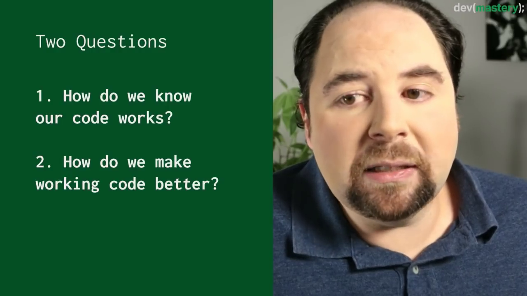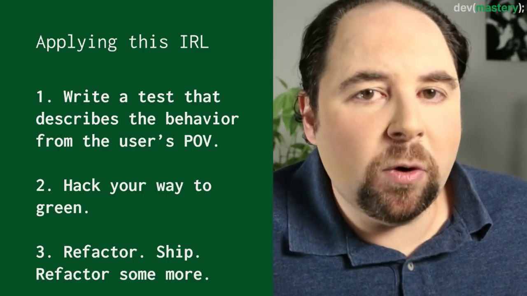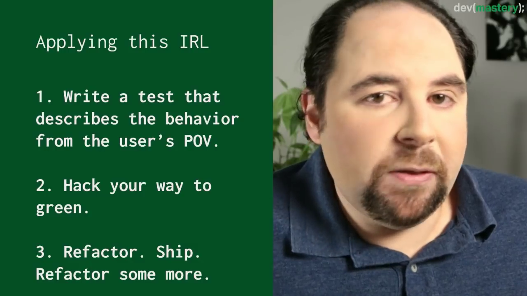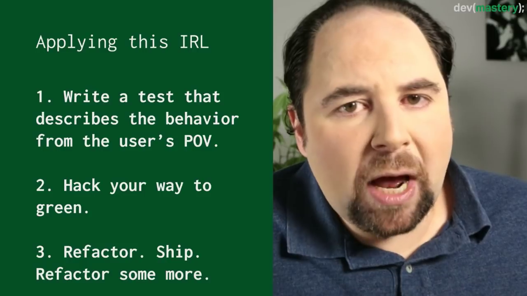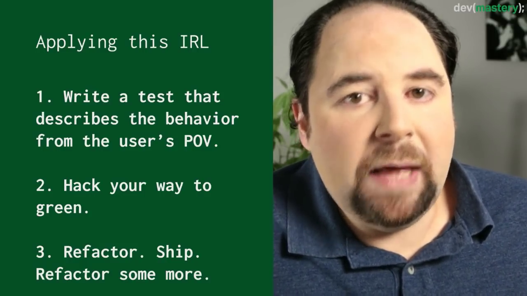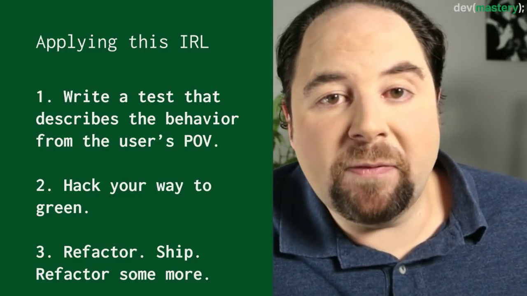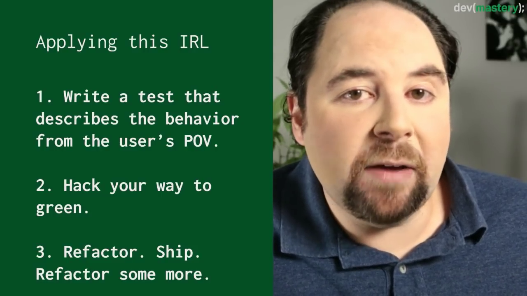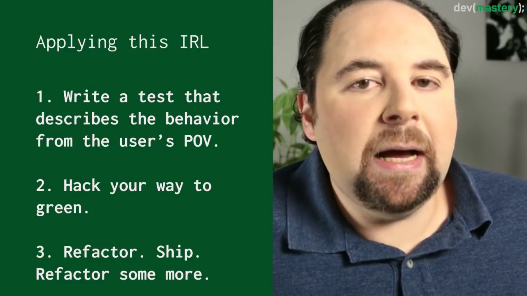But for now, let's talk about how would we apply this idea of first make it work, then make it better in real life? So the way I do it and the way that I recommend you try is you first need to write a test that describes the behavior from the point of view of the end user of your code. And the end user of your code might be an actual end user of the application, or it might be another developer. It just depends on what type of code you're writing. So if you're writing an API versus creating the front end or creating some kind of a web interface.